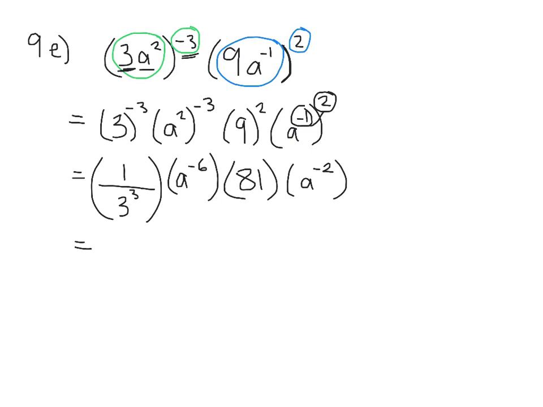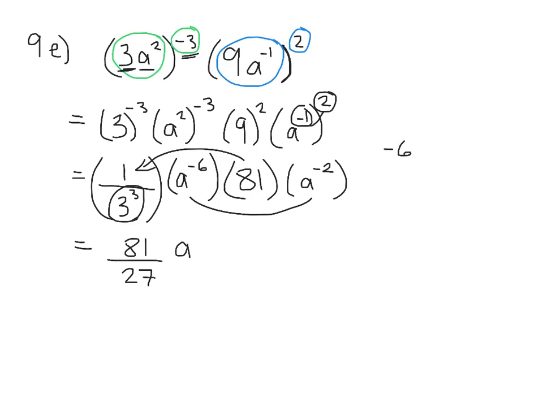Continuing this, I'll write the numbers first. So that 81, I'll write it over here. This is 81 over, now 3 cubed is 3 times 3 times 3, which is 27. And then I will multiply those two together. And the exponent rule is keep the base the same, keep the base as a, and add the exponents, right?